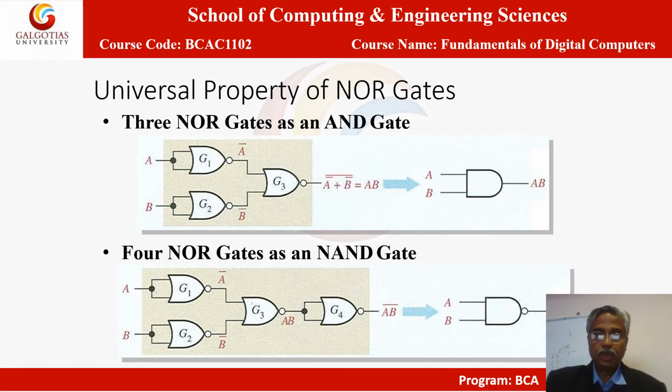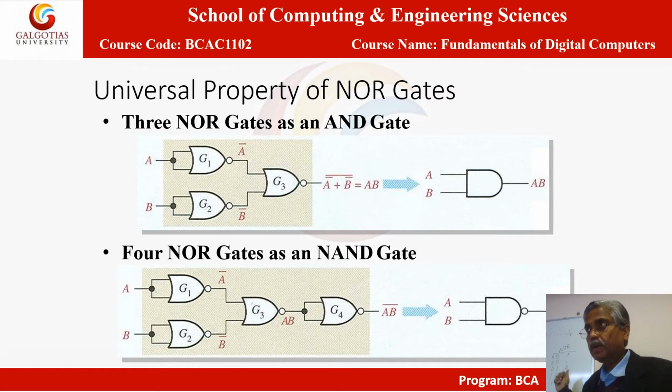Then what happens if 0 1 is entered? Suppose 0 is entered from A and 1 is entered from B. In that case, both will be inverted because G1 and G2 are inverter circuits. So 0 will be converted to 1 and 1 will be converted to 0. So 0 1 will become 1 0. And that 1 0 will pass through G3, and after passing through G3, 1 0 will become 0.